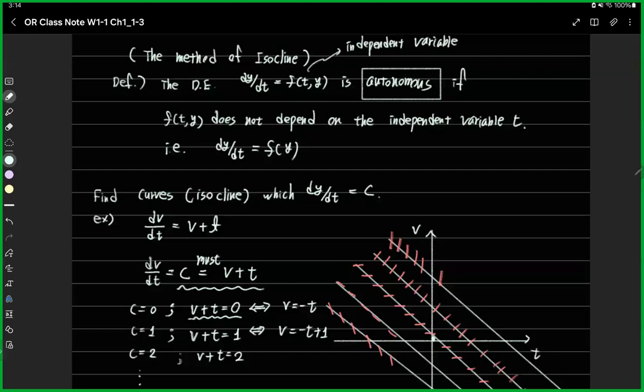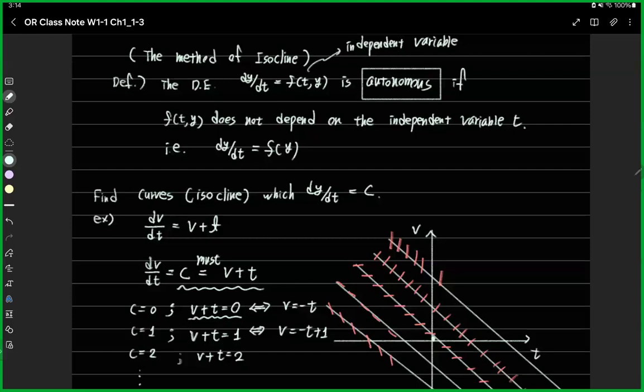So now we can figure out the isocline. For example, when c equals 0, then v plus t equals 0, right? That means v is negative t. So we can draw the graph, actually the straight line, of this linear equation, v is negative t. So now we draw just that line. Okay, so that's the isocline.